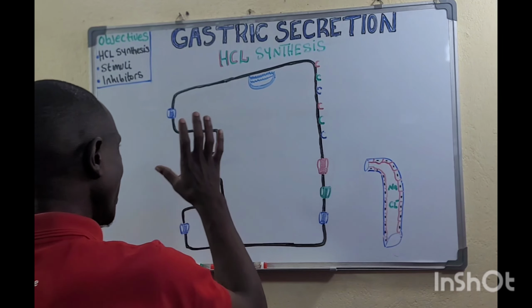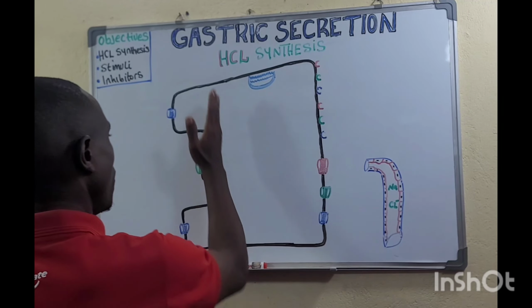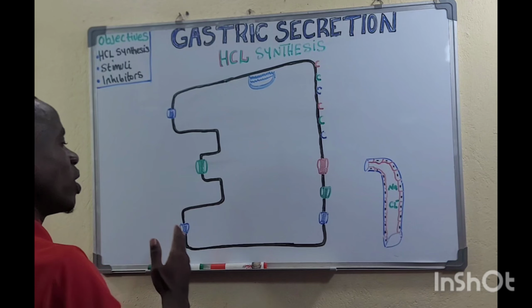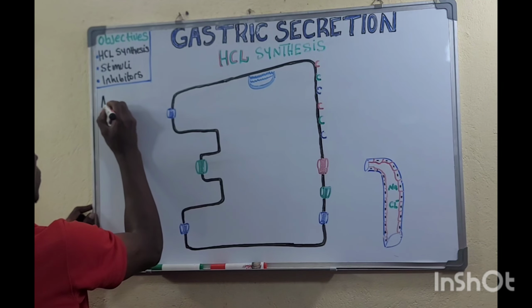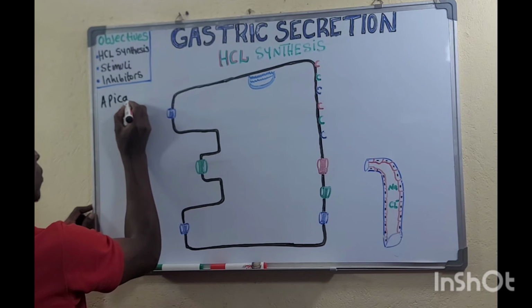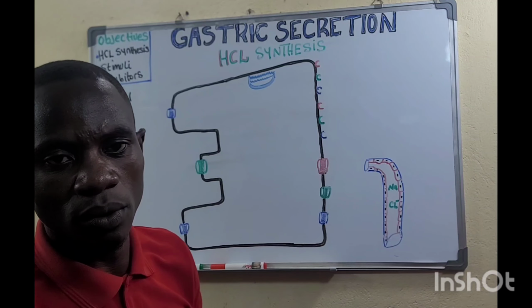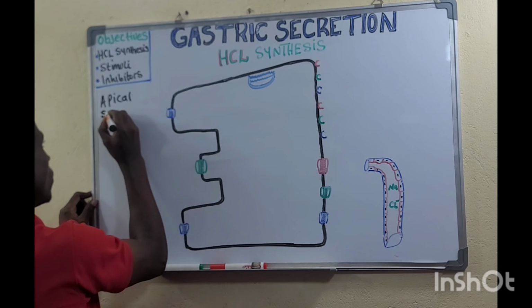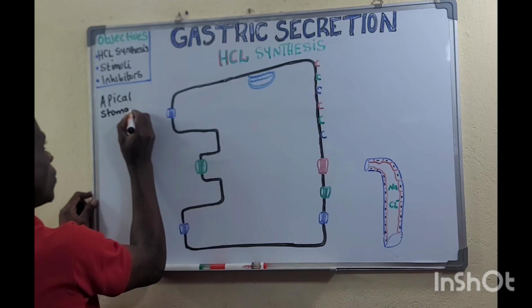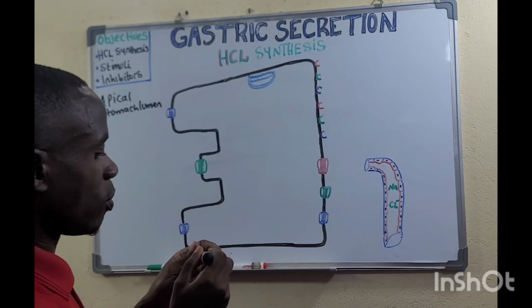Now, this parietal cell is going to have two faces. This face here is what we call the apical face, and it is facing what we call the stomach lumen.